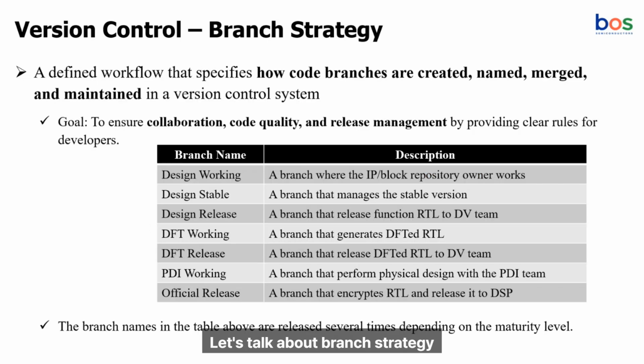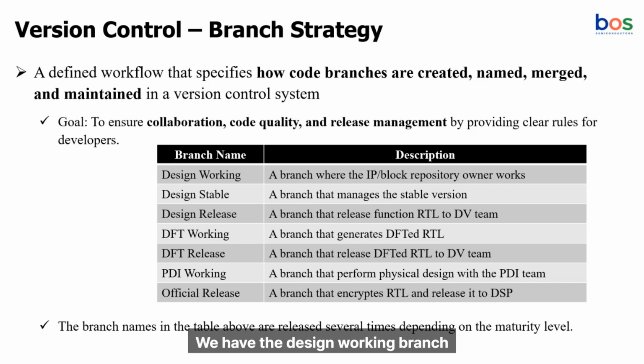Let's talk about branch strategy in version control. A branch strategy is a defined workflow that specifies how code branches are created, named, merged, and maintained in the version control system. The main goal here is to ensure smooth collaboration, maintain code quality, and manage release effectively. By following a clear set of rules, we can make it much easier for engineers across multiple teams to work together without conflict. You can see the table of branch names and their purpose.